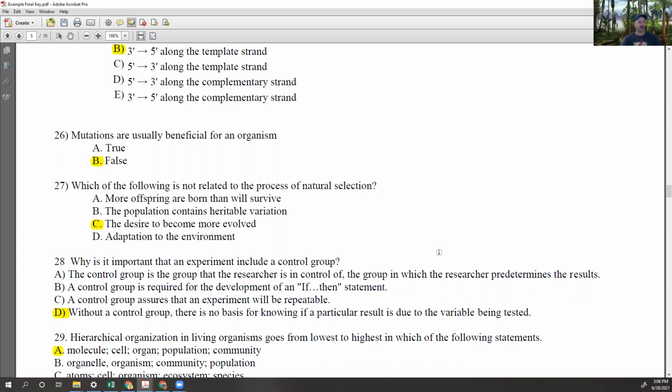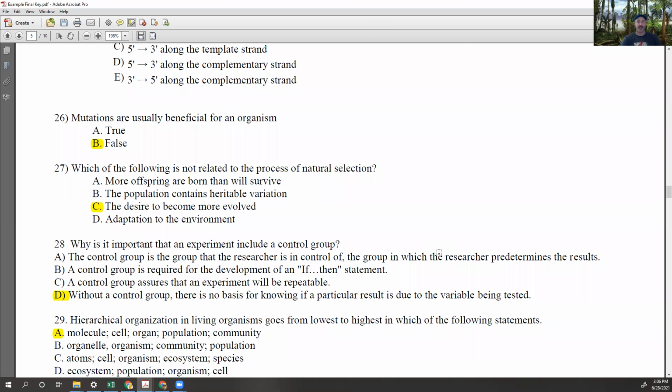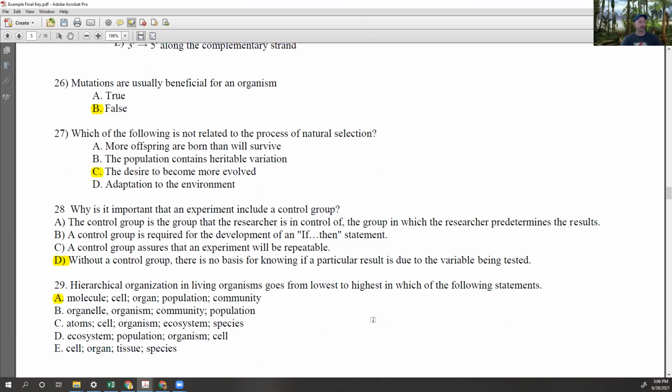Mutagens are usually beneficial for an organism. Typically, no. Mutations, I should say, can result in something beneficial. But a lot of times they either have no effect or they're harmful.